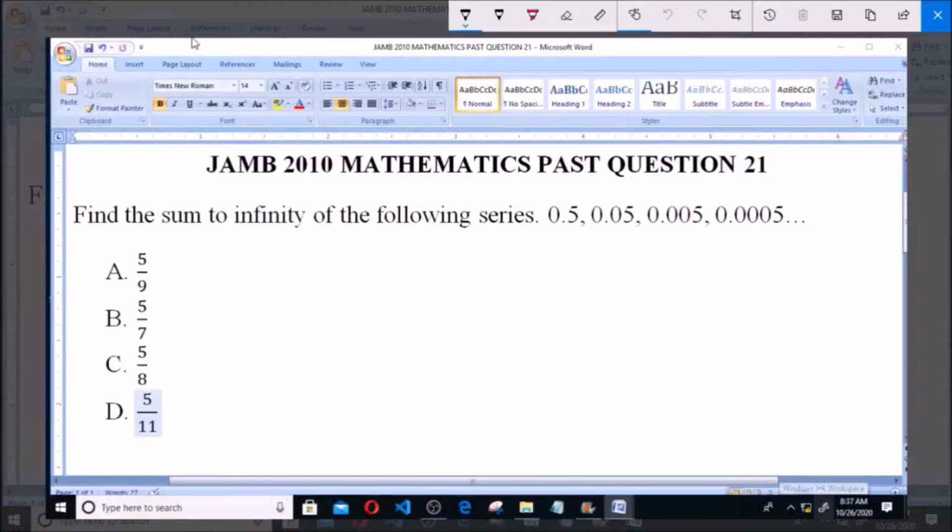I'll be answering JAMB 2010 Mathematics Past Question 21. Find the sum to infinity of the following series: 0.5, 0.05, 0.005, 0.0005, and so on. A 5 over 9, B 5 over 7, C 5 over 8, and D 5 over 11.